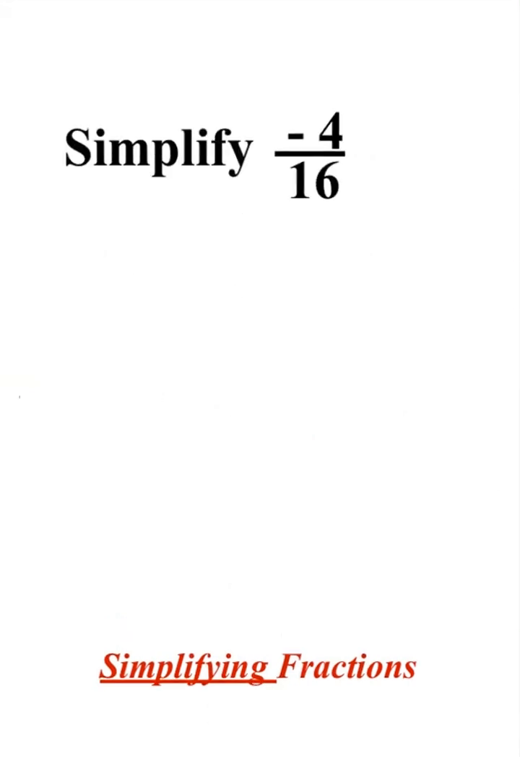Okay, then we've got negative 4 on 16. Now to go through this one, we want to see what we can divide both 4 and 16 by. So to get 4, we could times 2 and 2, or we could times 1 and 4. So there are two ways to get to 4. And to get to 16, we could go 2 and 8. You could go 4 and 4, or 1 and 16.